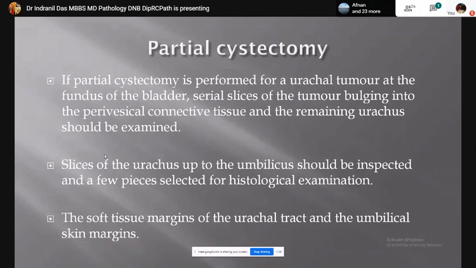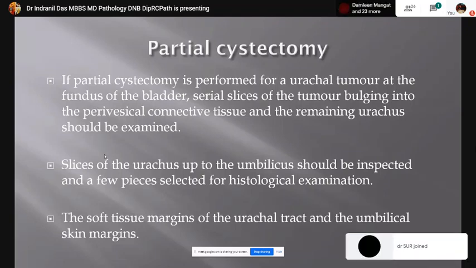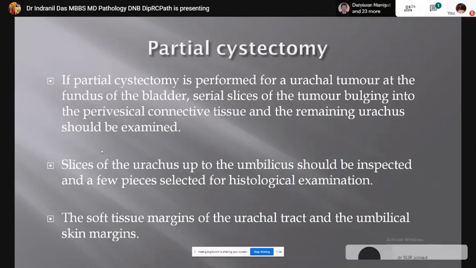done for an urachal tumor at the fundus of the bladder, serial slices of the tumor bulging into the perivesical connective tissue should be sampled, and the remaining urachus should be examined. Slices of the urachus up to the level of the umbilicus should be inspected, and a few pieces are selected for histological examination. The soft tissue margin of the urachal tract and the umbilical skin margin should also be included.